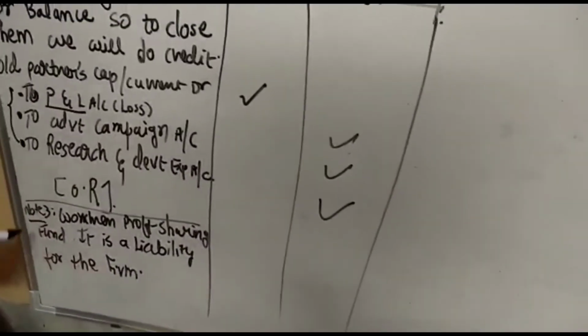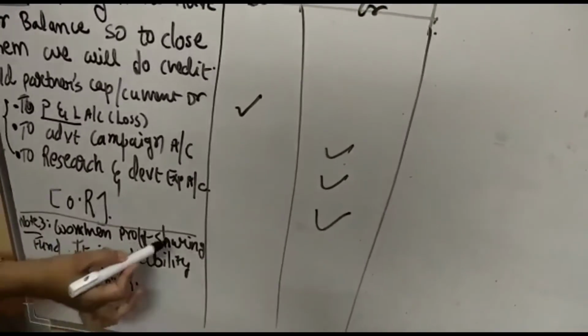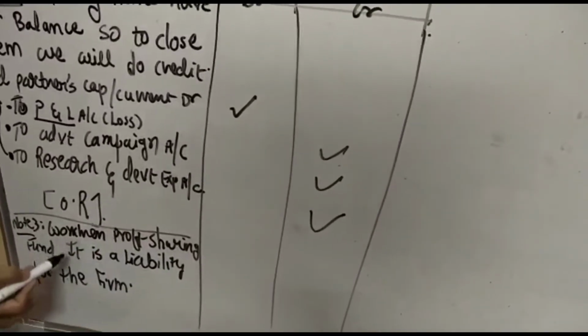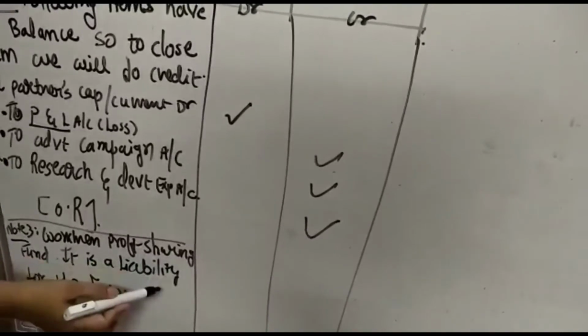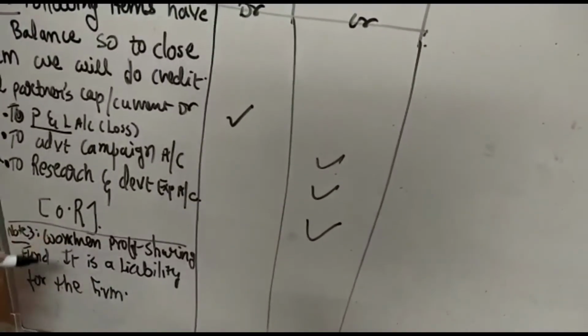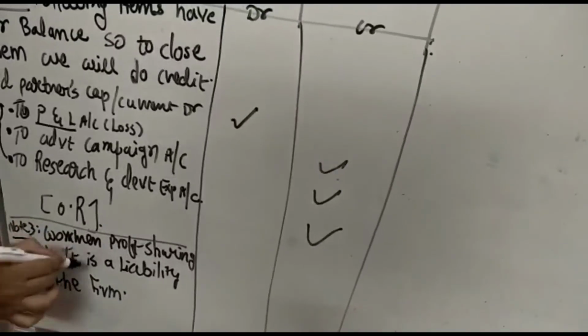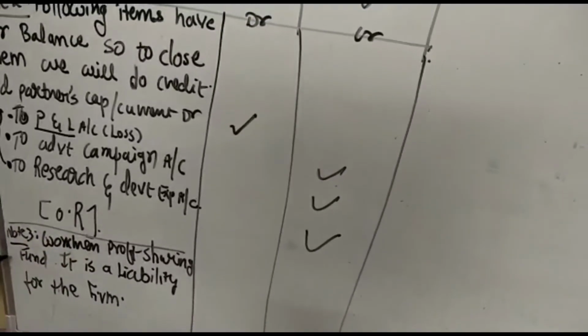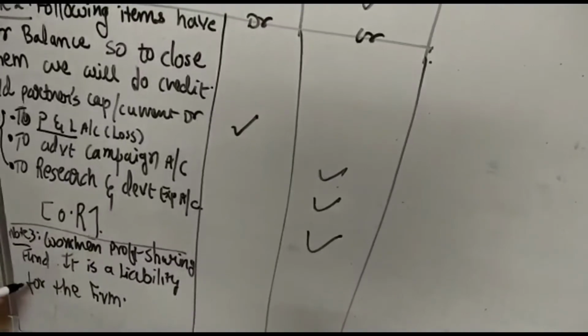It says that there is workman profit sharing fund. This is such a reserve which is a liability for the firm. It cannot be distributed amongst the partners. This will come in MCQ. Also, you have to remember this even in solving the sum.